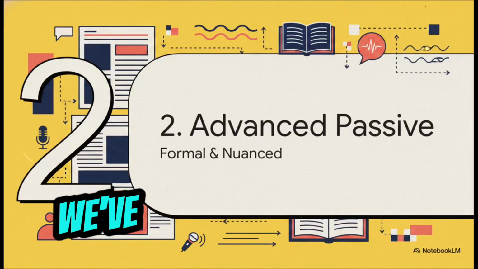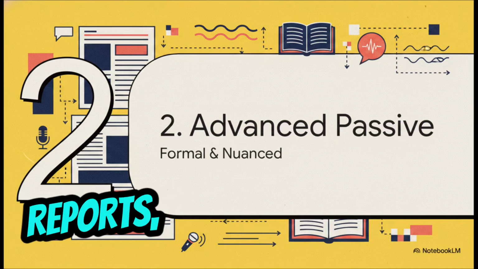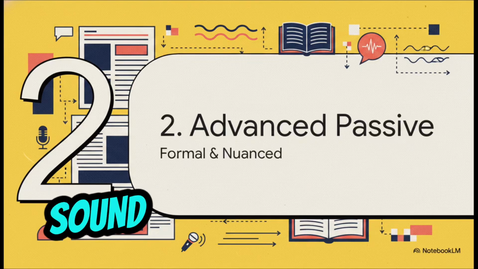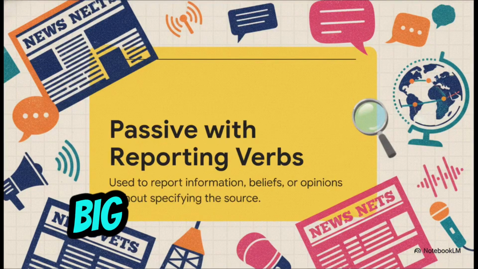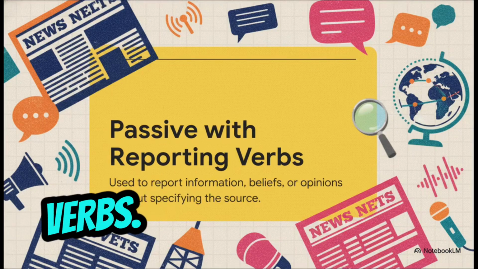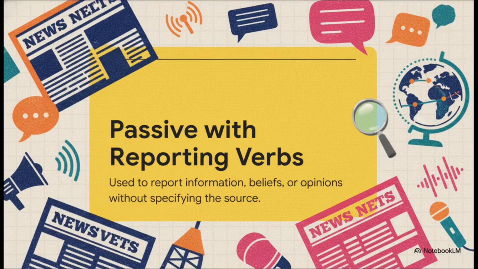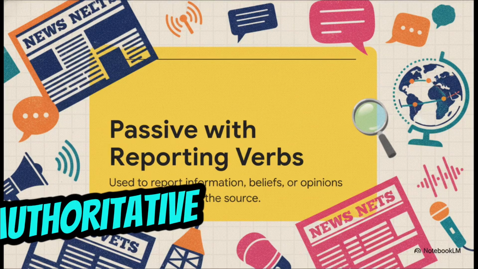Okay, now that we've got the basics down, let's open up the advanced toolbox. These are the kinds of structures you'll see in news reports, in academic papers, or really any formal situation where you want to sound objective and, frankly, pretty sophisticated. Now this one is a big one, the passive with reporting verbs. This is the secret sauce of news headlines. It's how you report what people say or it is believed without having to name your source. It just instantly creates this formal, impersonal, and kind of authoritative tone.